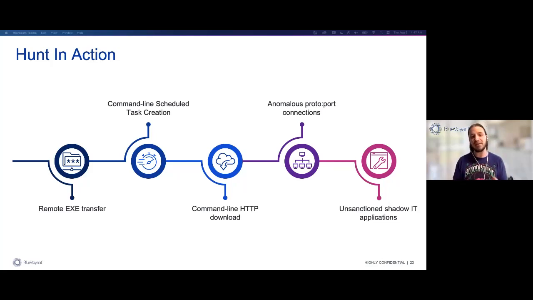And then we see them downloading data over the command line. We see weird port and protocol connections coming in from firewalls and endpoint data. And then we see unsanctioned IT applications like procdump. So from a hunting perspective, we look at all of these on a per entity basis in a timeline and say, this looks really not good. It may not be anomalous for the user. It may be, we're not looking at it from that context.